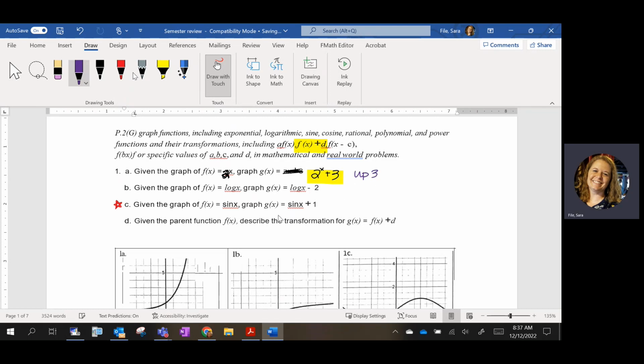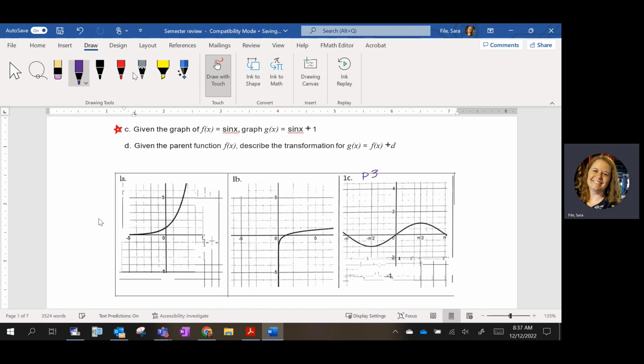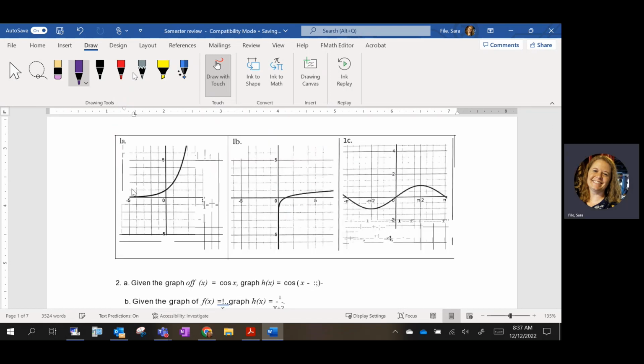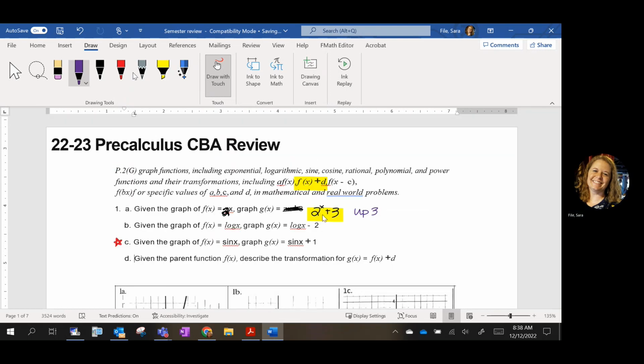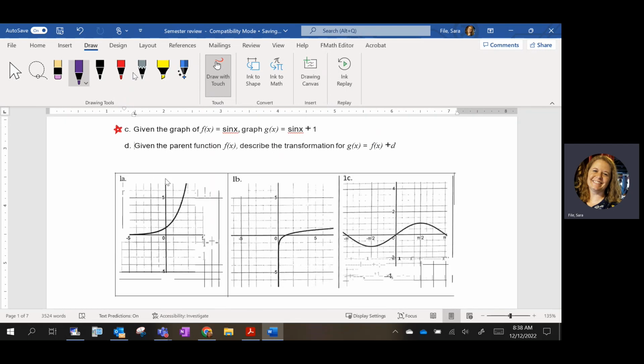So in this graph, for 1a, they have the parent function graphed. We just need to shift this up 3. If you don't remember what the parent function is on the test, go to the calculator and type it in and look at it, get a visual. On the test, you'll be able to just go type in this 2 to the power of x plus 3 and see what that looks like. That's all you'll have to do.